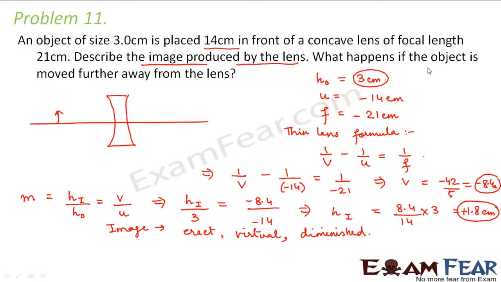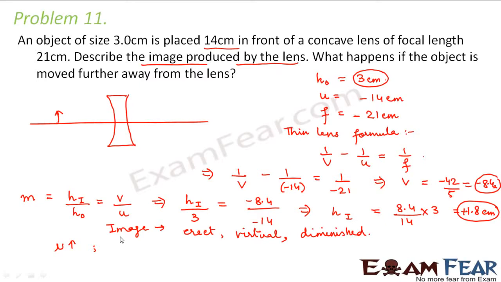What happens if the object is moved further away from the lens? If the object is moved further away, the value of U keeps increasing. As U keeps increasing, V keeps decreasing, and as a result the image approaches towards the optical center. This is what we have described in case of mirror also, right? As the object keeps moving away from the lens, the image keeps moving towards the lens. That is how the variation takes place. I hope it is clear to you now how we approach problems related to lens.